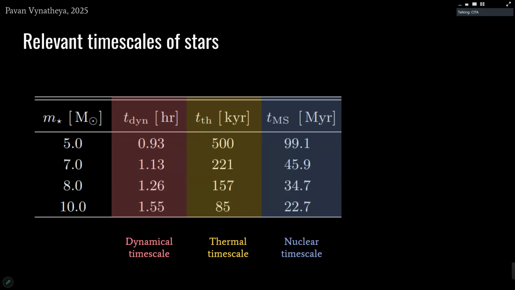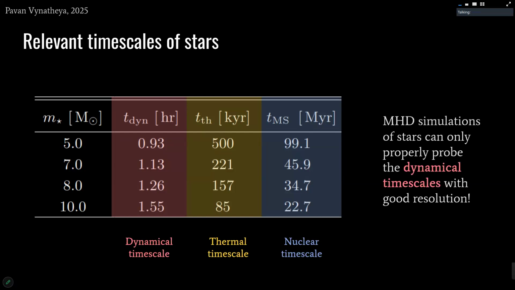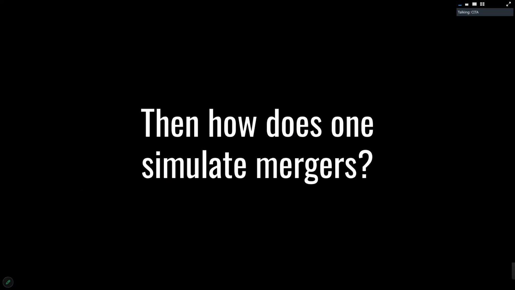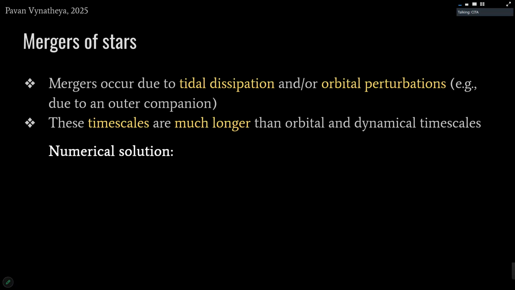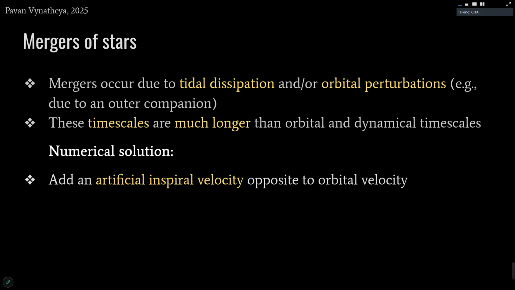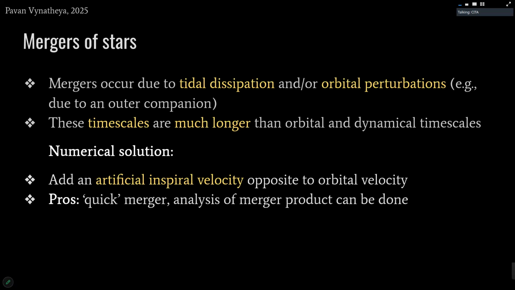So this is typically the timescale where hydrostatic equilibrium is a role. And this is important because mergers of stars take much longer than these days to happen. So how do we do this? They occur due to tidal dissipation, and these timescales are much longer. So our solution is to add an artificial inspiral velocity, which causes them to merge faster.